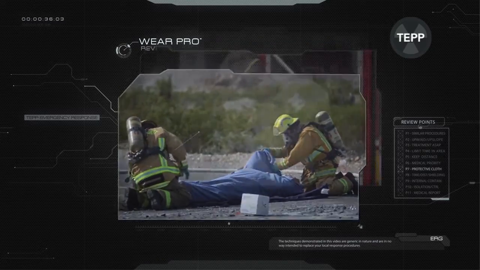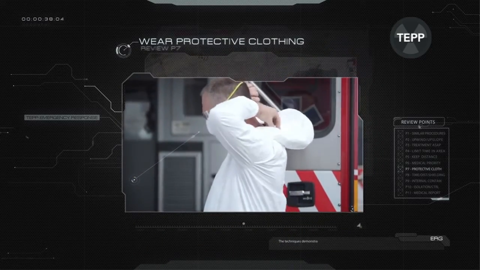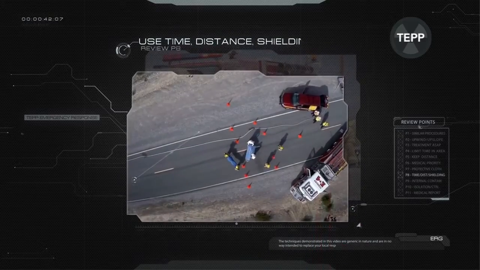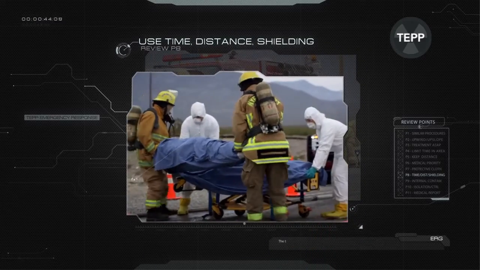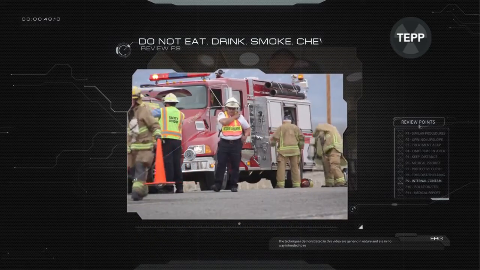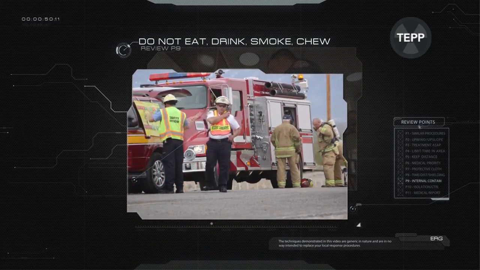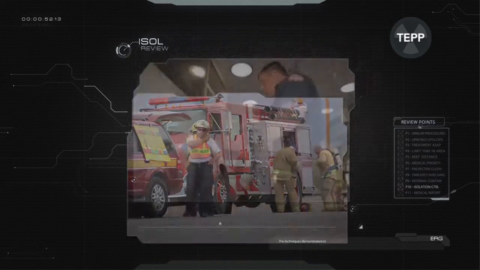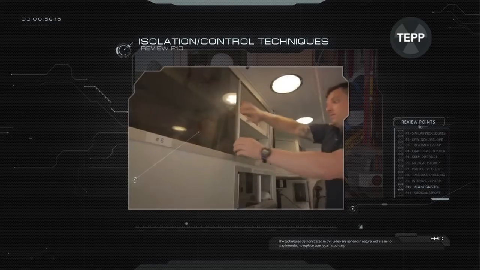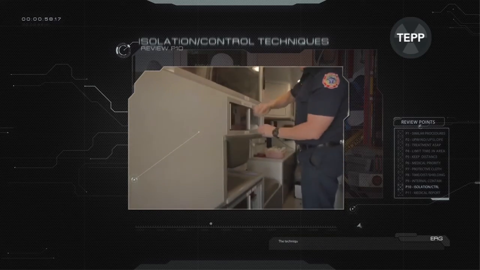Wear the appropriate level of protective clothing. Use time, distance, and shielding techniques. Do not eat, drink, smoke, or chew anything while on scene. Simple isolation precautions and contamination control techniques can prevent the spread of radioactive material.